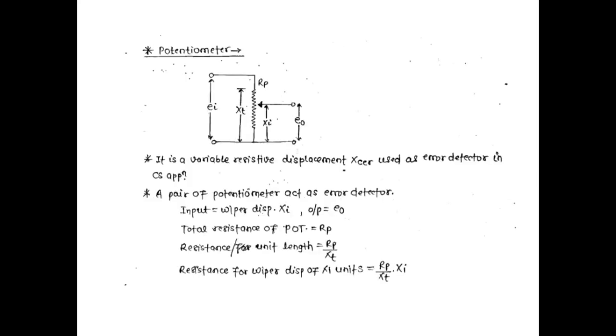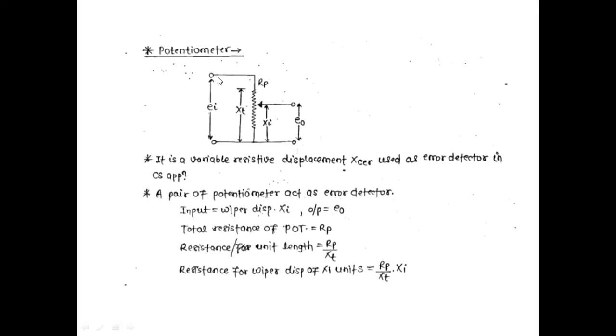Now there is a next component which I was discussing previously also. What is a potentiometer? A potentiometer is basically a variable resistive displacement transducer used as a detector. Now, what is the meaning of variable resistive displacement transducer?